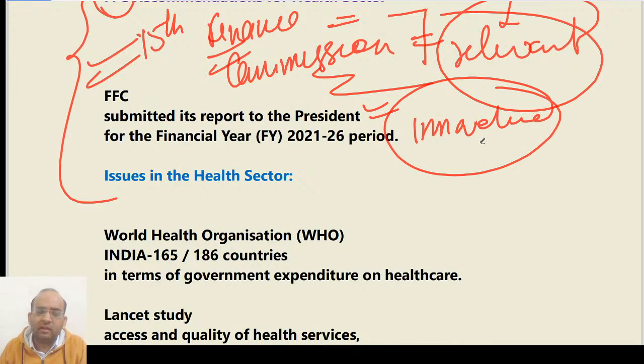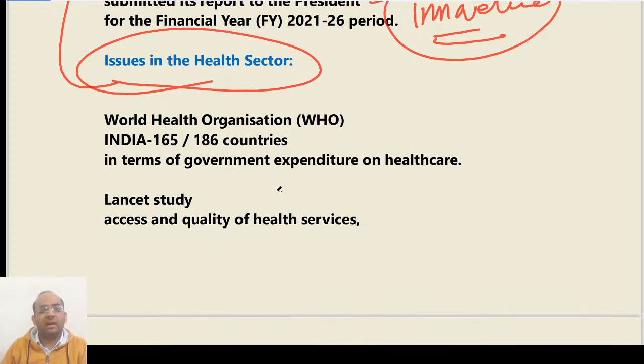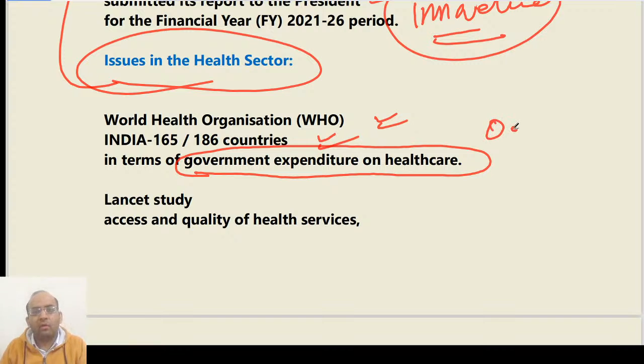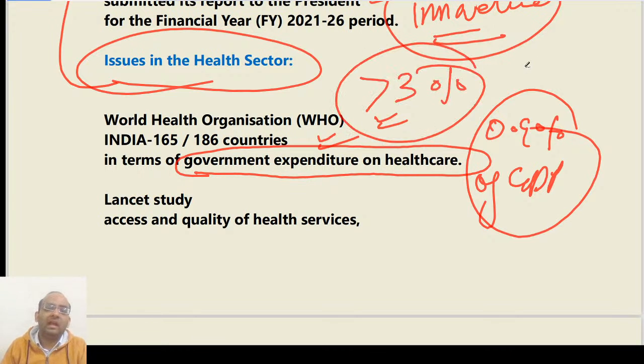Before letting you know about this innovative mechanism, first let us know what the issues in the health sector are. As per the World Health Organization, India ranked 165 out of 186 countries in terms of government expenditure on healthcare. We are spending just around 0.9% of GDP on healthcare, whereas advanced economies are spending more than 3% of their GDP on healthcare. So 0.9% is how much?